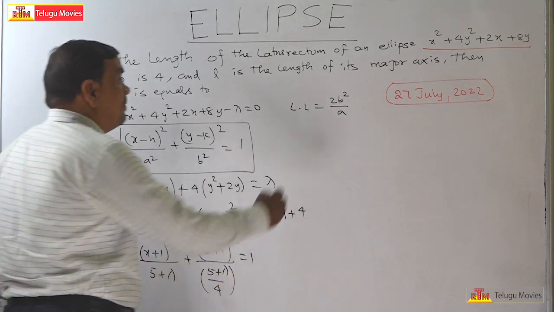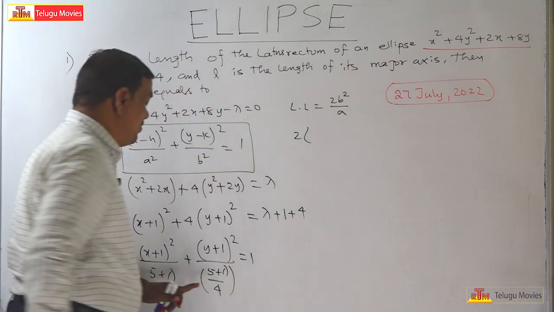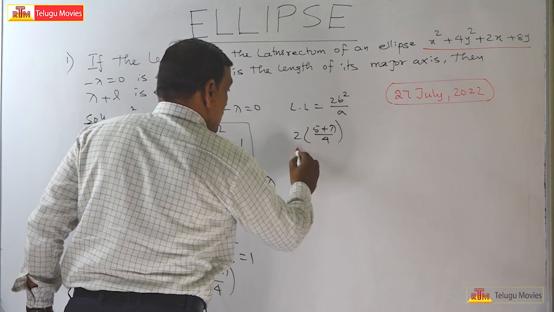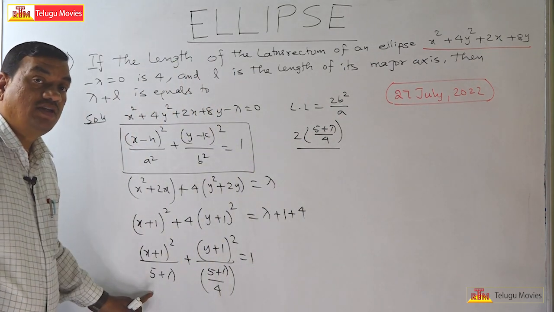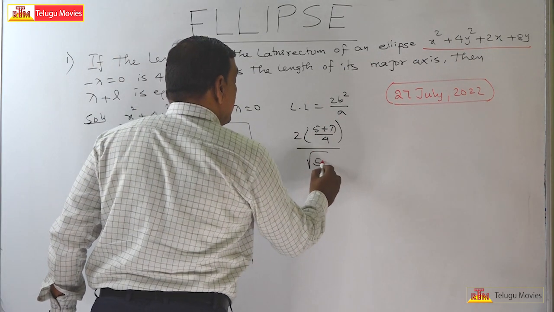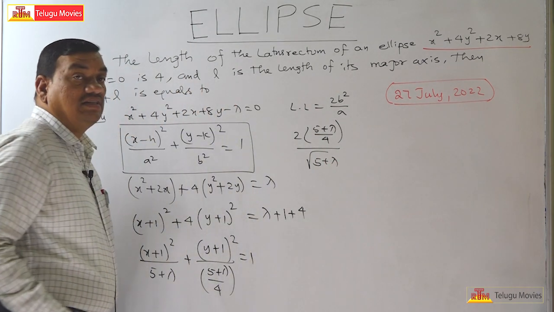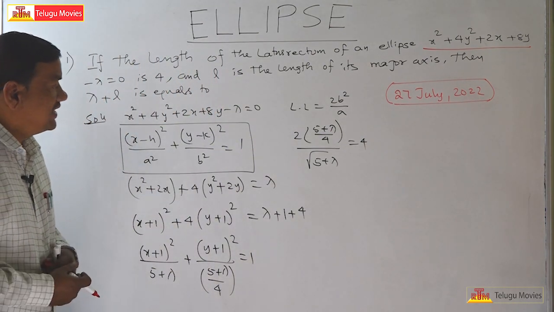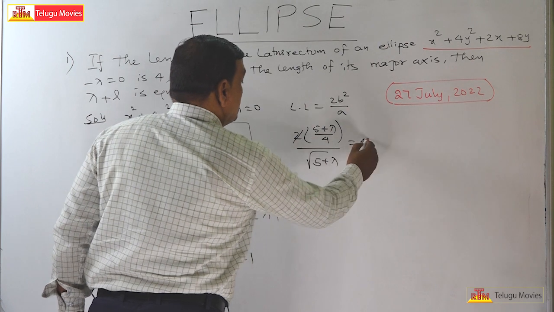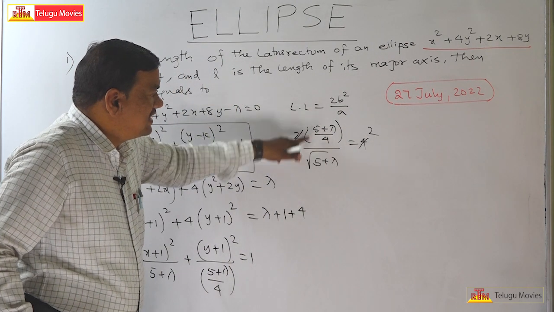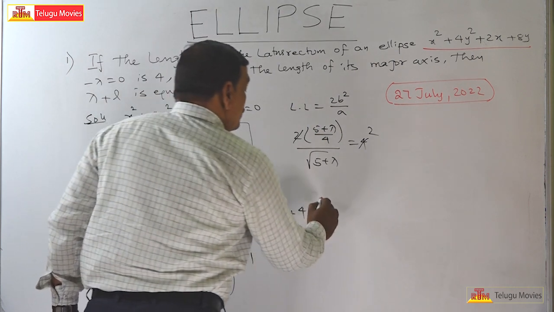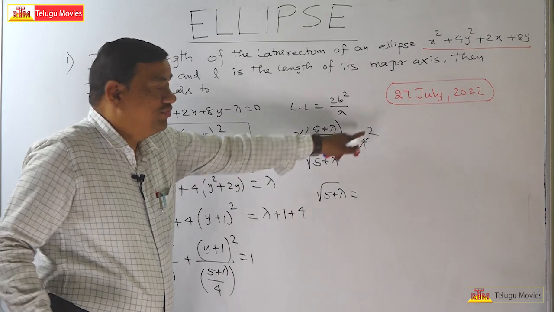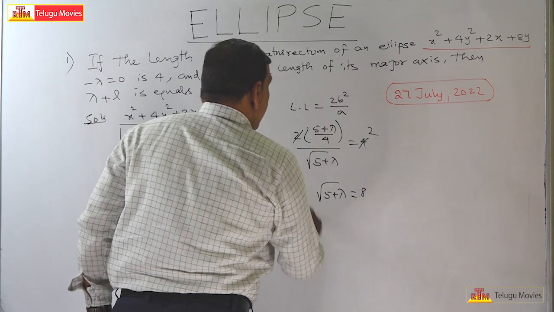So 2b square by a is equal to 2 into b square, that is 5 plus lambda by 4, divided by a, which is root of 5 plus lambda. It is given as 4. Let us cancel: 2 ones are 2, 2 twos are 4. So this is 5 plus lambda by root of 5 plus lambda, so root of 5 plus lambda is equal to 4 by... if you take that side, 4 twos are 8 will be there.